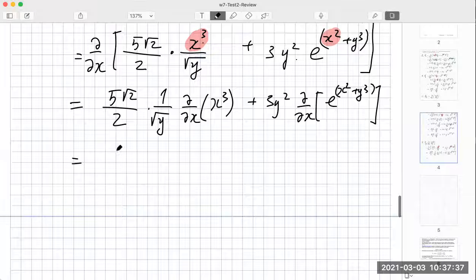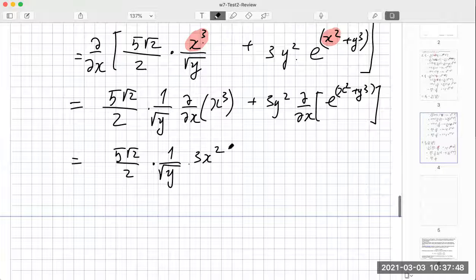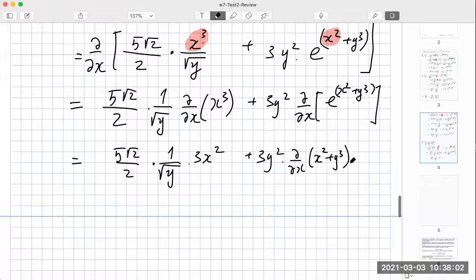Which is 5 square root of 2 over 2, and here it will be 3x squared, right? Here, again, we use the chain rule: 3y squared, d over dx of x squared plus y cubed, times e to the x squared plus y cubed. Okay?